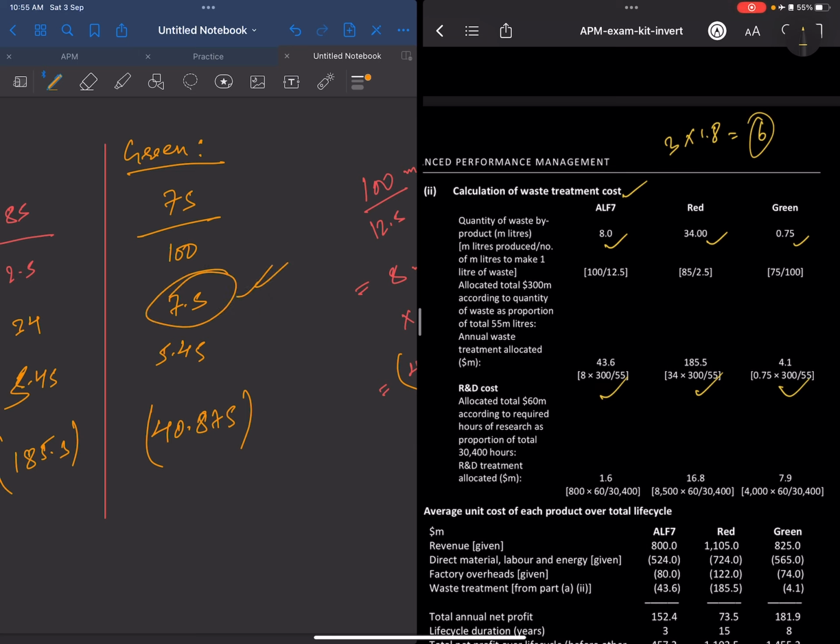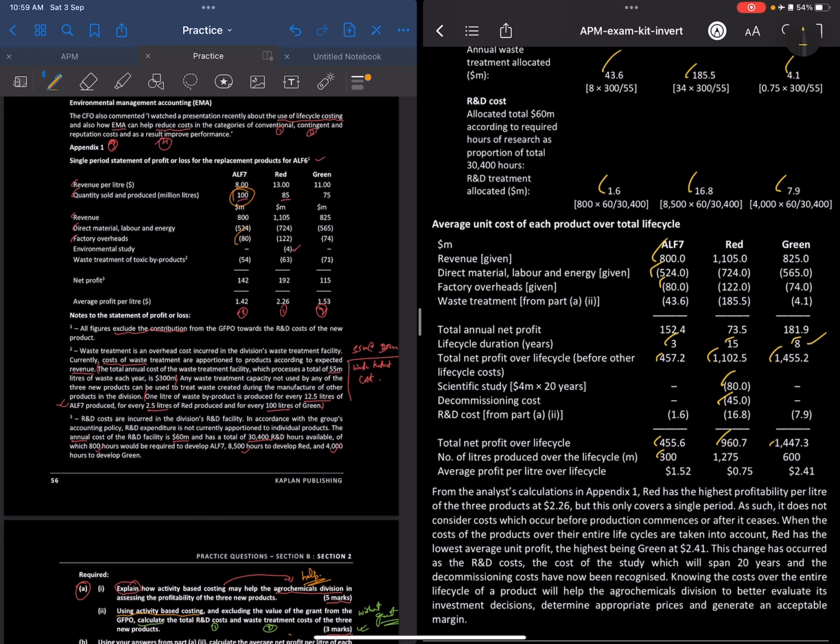Number of liters produced over the life cycle is 300 million. 100 million multiplied by this 100 million quantity produced in a single period times 3. So similarly for red, 85 times 3, or 85 times 15, right? And then for this thing it is 75 times 8. Okay, so average profit over the life cycle is 1.52, 0.75 for red, and then for green it's 2.41.